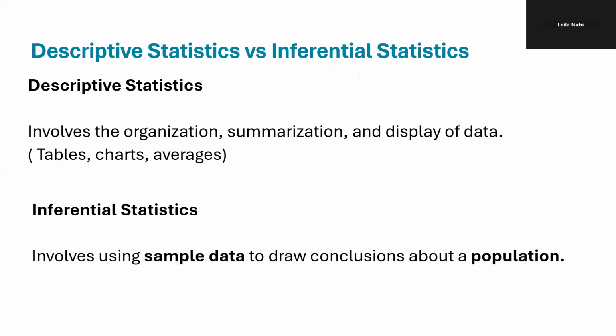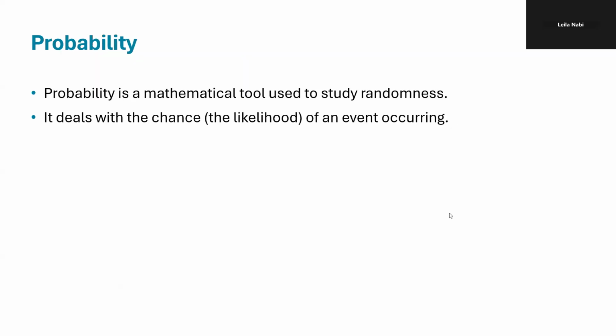But when we have a sample and we use it to make a conclusion about the population, it's called inferential statistics. In the first half of this semester, we go over descriptive statistics. We learn how to collect the data, organize it, and put it in tables. And in the second half of the semester, we learn how to use sample data to make conclusions about the population, which is inferential statistics.